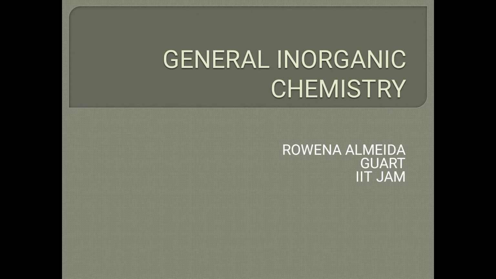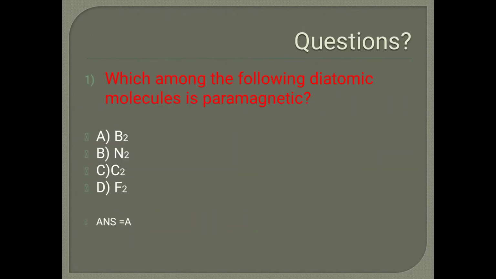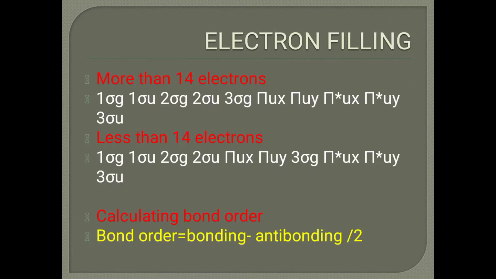Today we're going to study general inorganic chemistry. The first topic under that is electron filling. When the total number of electrons exceeds 14, there is a particular type of electronic configuration that you must know, and when it is less than 14, then there's another one. There is a minor difference which is important to note, and that comes over here. Both the places you need to know this. Here the major difference comes. Rest everything is the same.